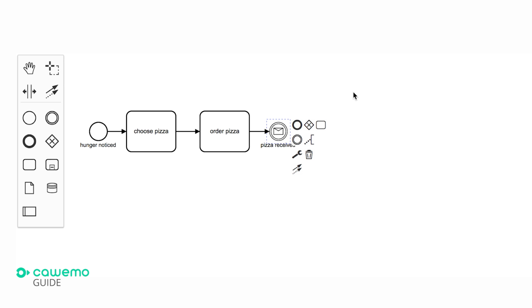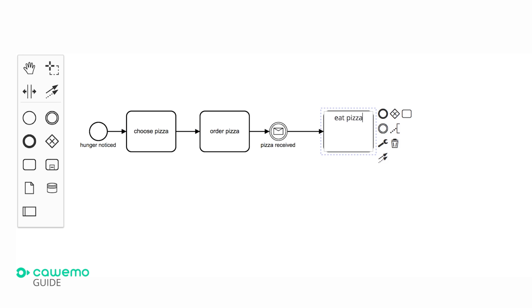After the pizza is received, the only thing left to do is to eat the pizza. Let's add a task for that. And to end our process, we'll add the end event, Hunger Satisfied.